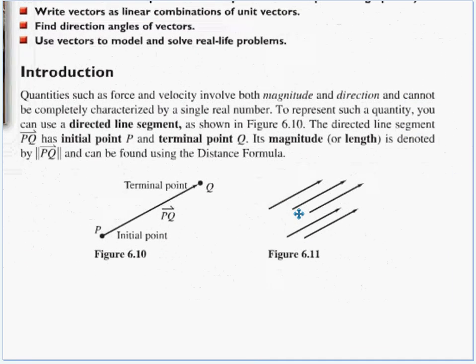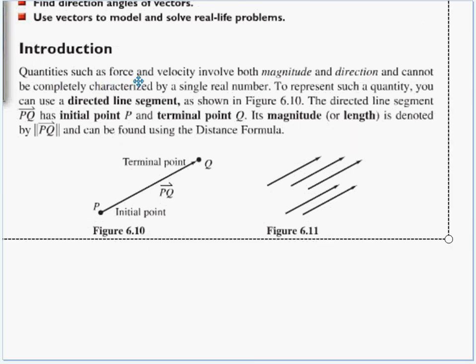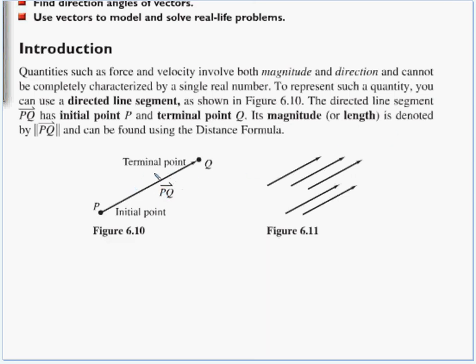So what's the introduction say here? Quantities such as force and velocity involve both magnitude and direction and cannot be completely characterized by a single real number. To represent such a quantity, we can use a directed line segment shown in figure 6.10. Right here, initial point using the letter P, and then we go along here to the terminal point. We see the little arrow marks the terminal point Q. Remember in geometry we'd use the little ray mark there, the little arrow on top, PQ. We'll see later we can name this vector something like u, and that u is going to be bolded.